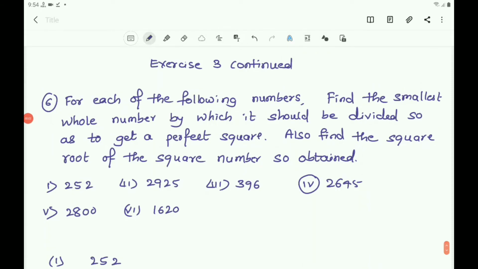Children, let us continue the chapter squares and square roots. Now the exercise 3 is continued here. The sixth question. For each of the following numbers, find the smallest whole number by which it should be divided so as to get a perfect square. Also find the square root of the square number so obtained.